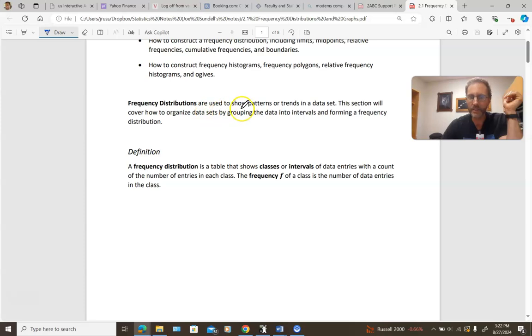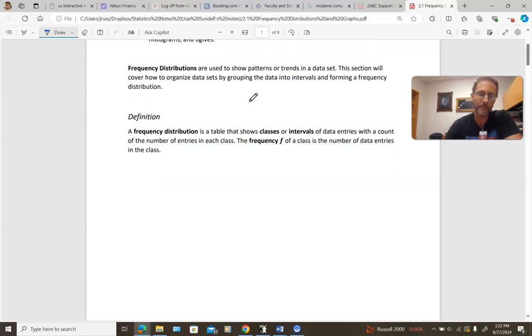And this basically consists, guys, of creating these classes. So if I have a data set and I've got all these different numbers, then I may create a few classes or intervals, and I'll try to see how many data entries actually fall in that one class, and then how many data entries fall in the second class, etc. So that's kind of the way we go about organizing the data.